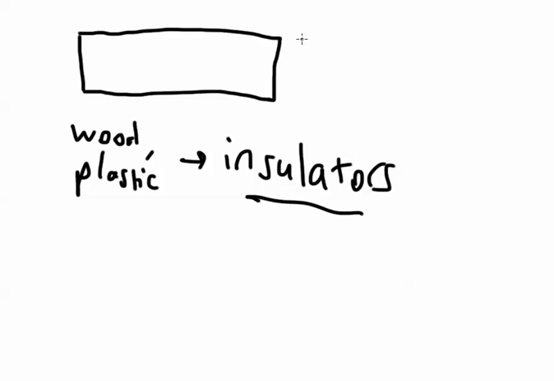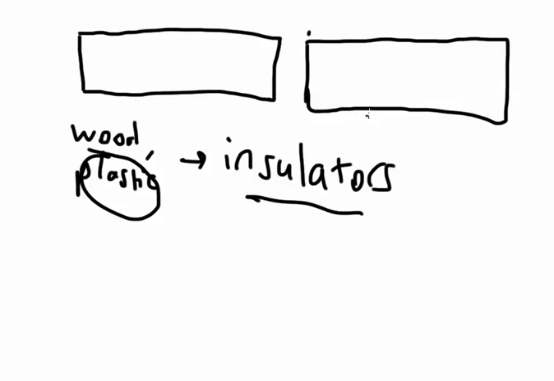But suppose then, let's say this is plastic, and let's say I bring another piece of plastic. This is also a piece of plastic, and let's say it has some extra negative charge on it at the end. If I were to touch the two pieces of plastic, then it's possible that some of the negative charge would rub off onto the other piece of plastic.